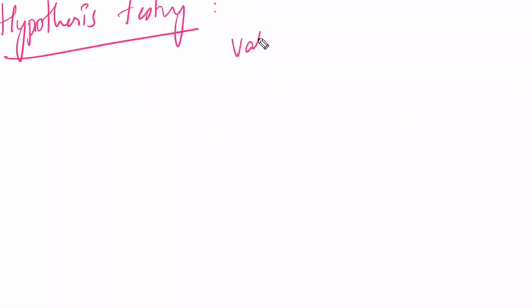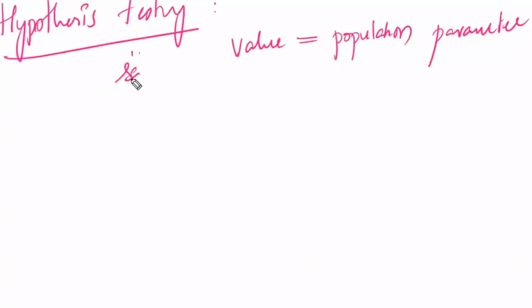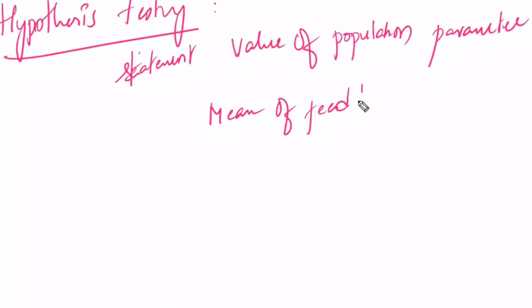So there will be some value related to a population parameter, and a statement related to the value of that parameter. The statement is about the mean of feedback. Whatever the mean of feedback is, it is greater than 4.5, meaning mu is greater than 4.5.